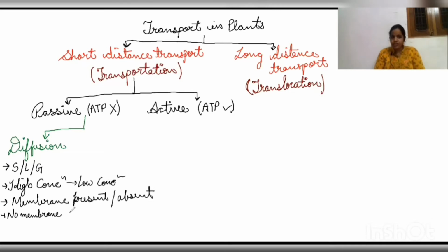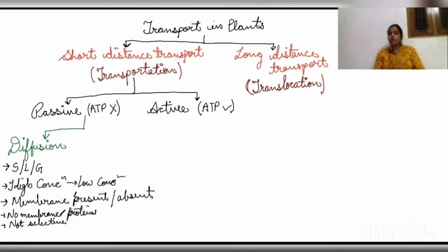Then we have the next point: because the membrane proteins are not there, diffusion is not a selective method. Any molecule can get diffused, the only requirement is a concentration gradient. The membrane will not select which molecule is getting diffused and which is not. So the next point is: not selective. The molecules to be diffused will not be selected by the cells or the membrane. We need to remember this difference table actually.